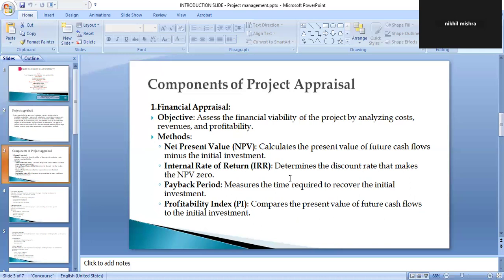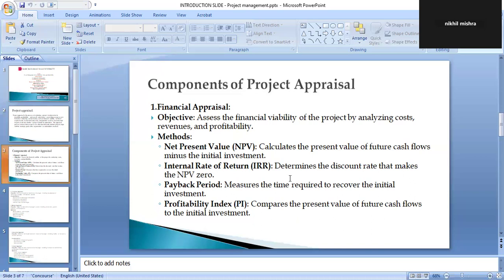Similarly, there is a payback period method, which shows up to which time period you will recover the initial investment from your project. There is no discounting technique. Why is this a non-discounting technique? Because time value is not considered in this method. And it basically measures the time required to recover the initial investment.